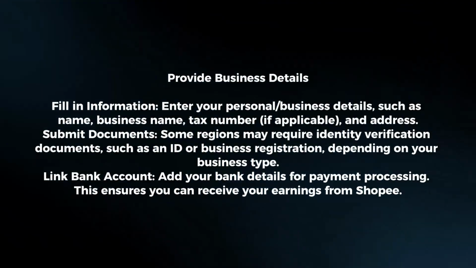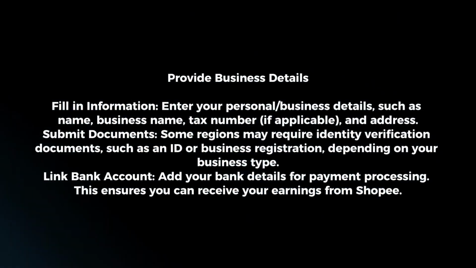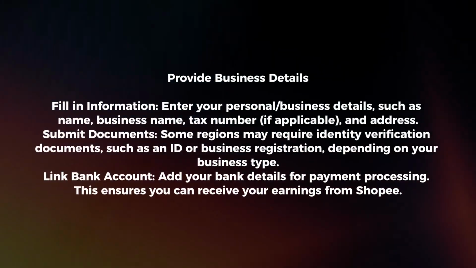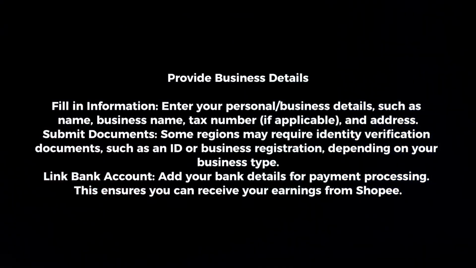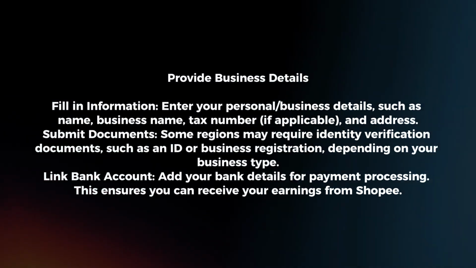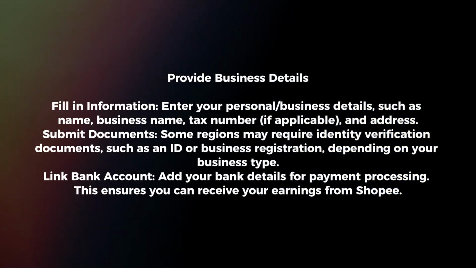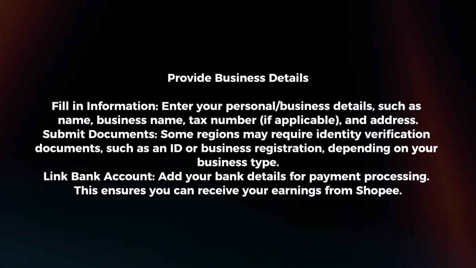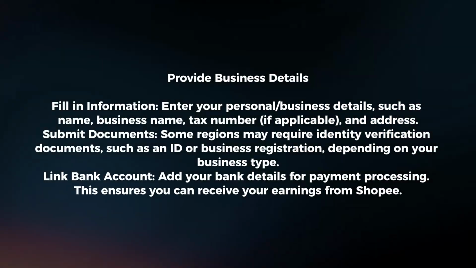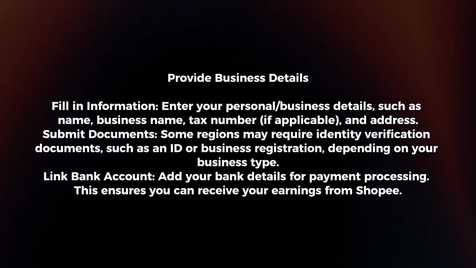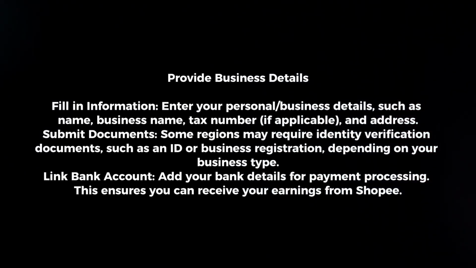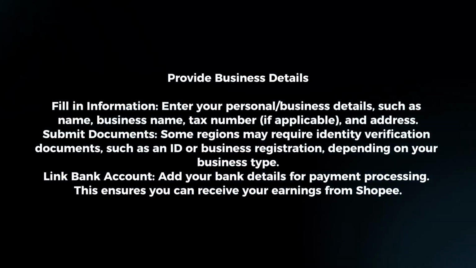Provide business details. Fill in information. Enter your personal or business details such as name, business name, tax number, and address. Submit documents. Some regions may require identity verification documents such as an ID or business registration, depending on your business type. Link bank account. Add your bank account details for payment processing. This ensures you can receive your earnings from Shopee.